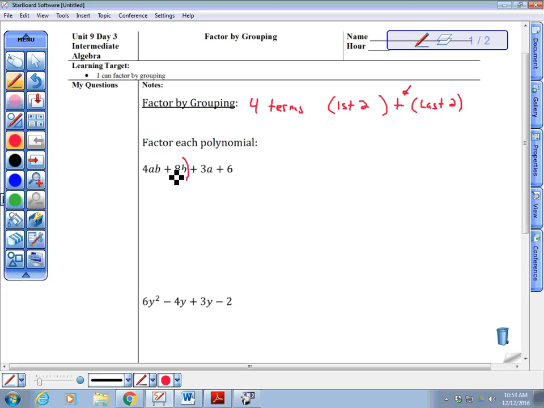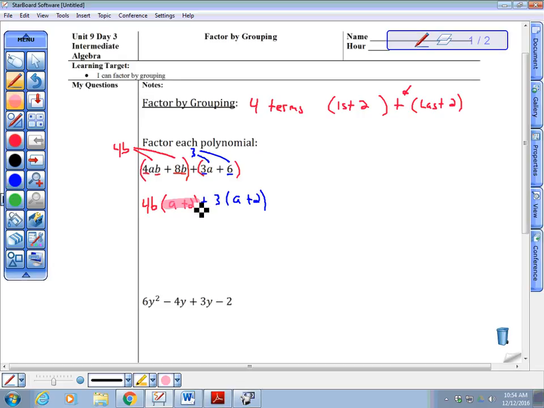So let's look at that here. We're going to put the first 2 together and the last 2 together. And we are going to take out a common number, which looks like it's 4, as well as the letter B. So I'm going to take out a 4B, put it in front of the parentheses, and I'd be left with an A and a plus 2. Now in the second one, we were going to look at the 3A and the 6. Looks like 3 could be GCF'd out. We're going to put that in front of the parentheses, and we're left with an A plus 2.